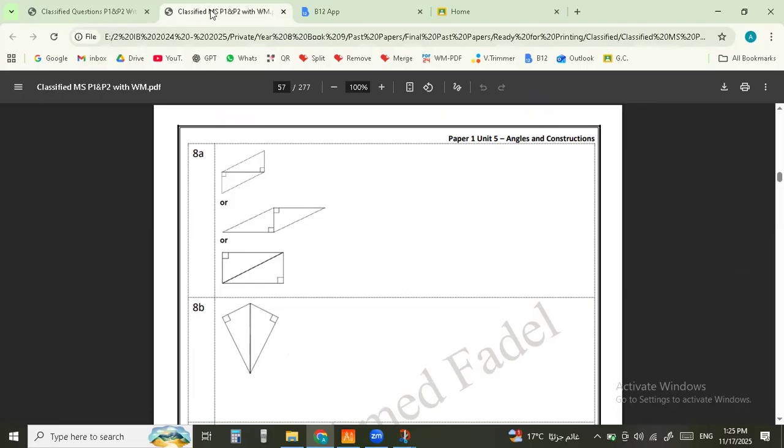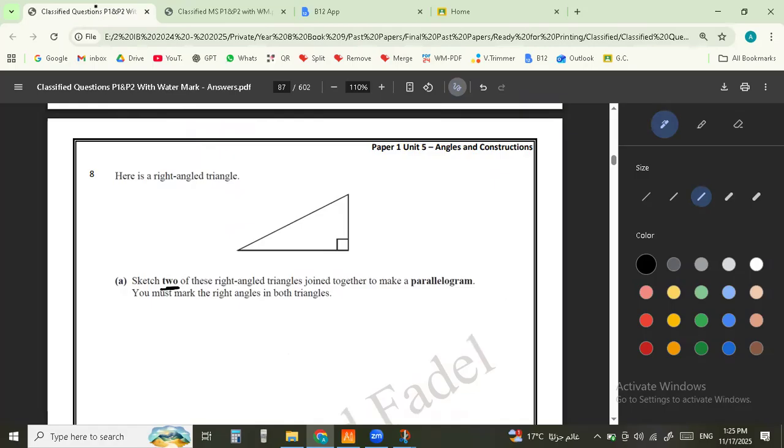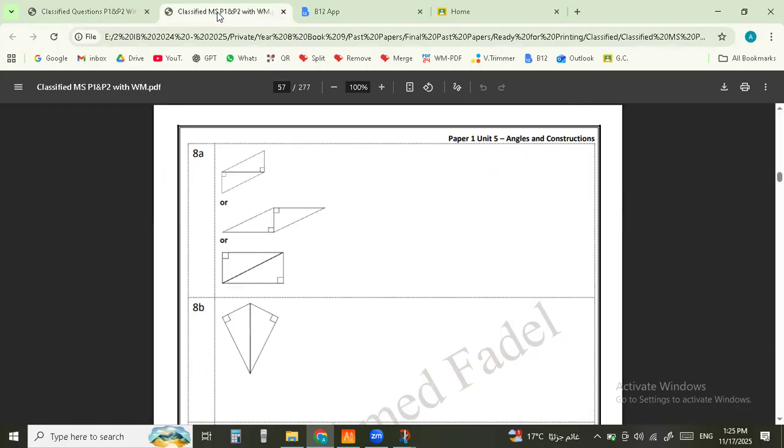The other question, 8b, they are requesting from you two of it to make a kite. A kite, you do it this way. One pair of the angles must be equal. The right angle and the right angle, they must be equal over here. At least one pair must be equal.